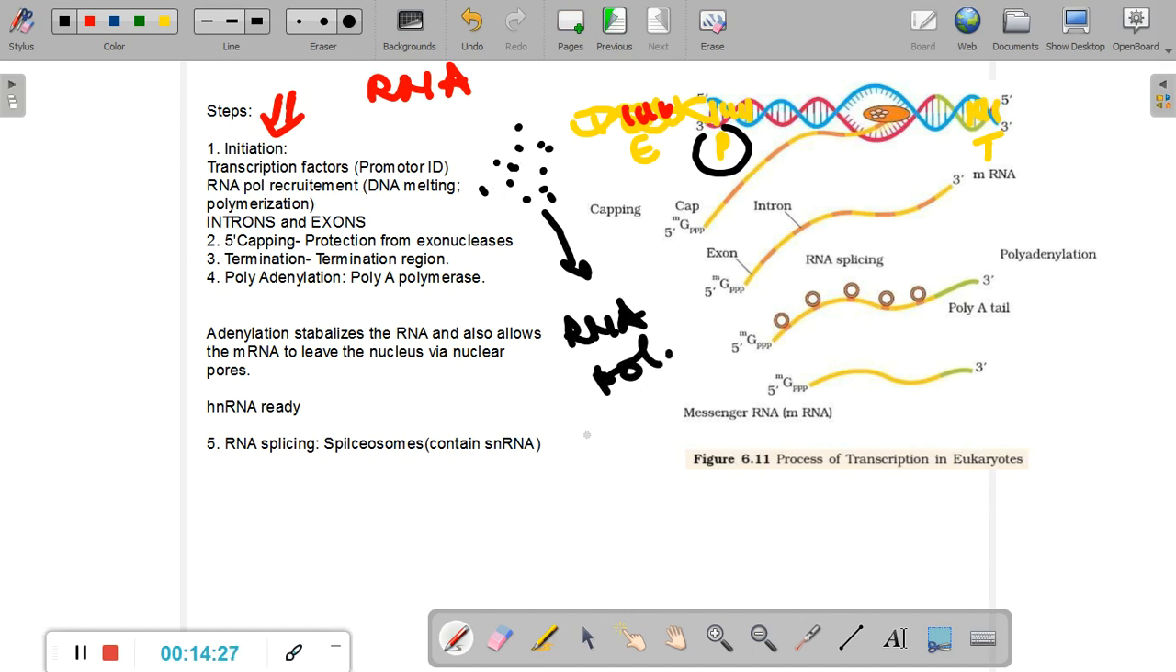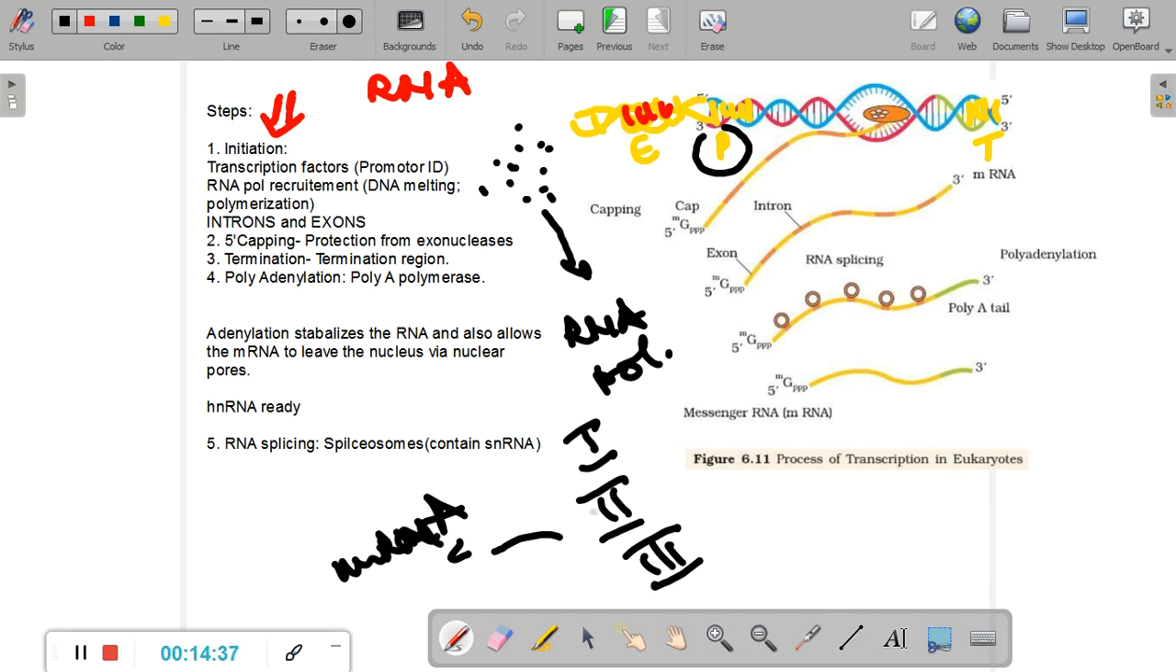Which RNA polymerase? Well, it depends. They can be a part of RNA pol 1, pol 2 or pol 3, depending on what they want to make. If the objective is to make mRNA, then we will have RNA pol 3. Anyways, the first step in initiation is proteins called transcription factors. They go and associate with RNA polymerase.